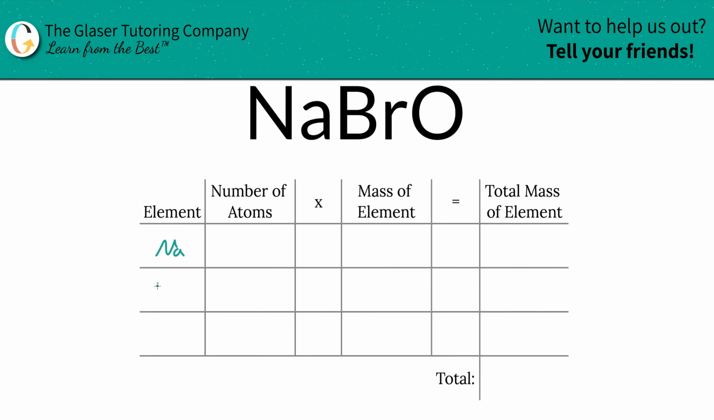So we got sodium, we got bromine, and we got oxygen. Then write the number of atoms of each, and that's where the subscripts come into play. Now, if you don't see a subscript down there, just put a 1 in there. It's assumed to be 1, so we got 1 sodium, 1 bromine, 1 oxygen.